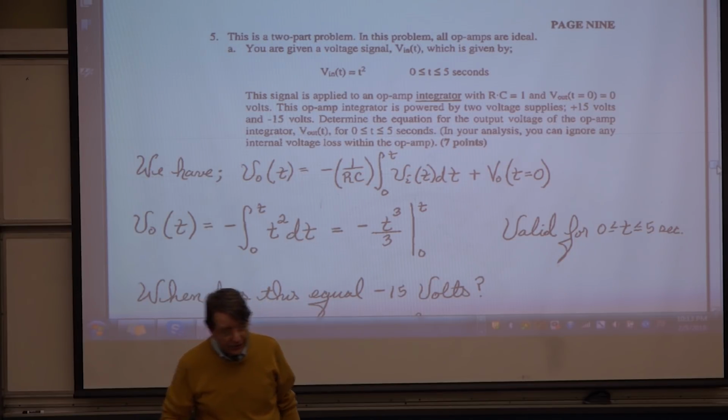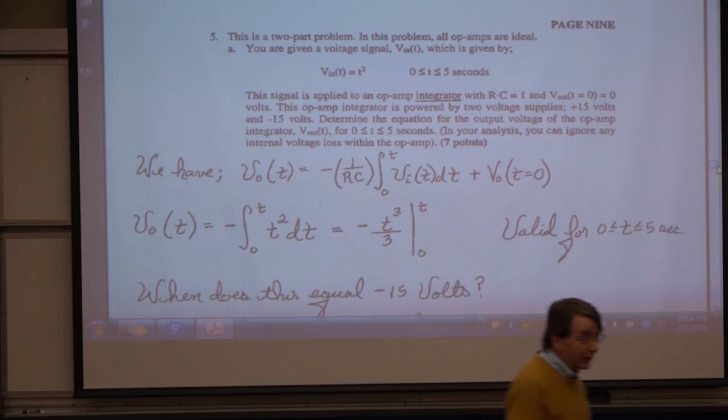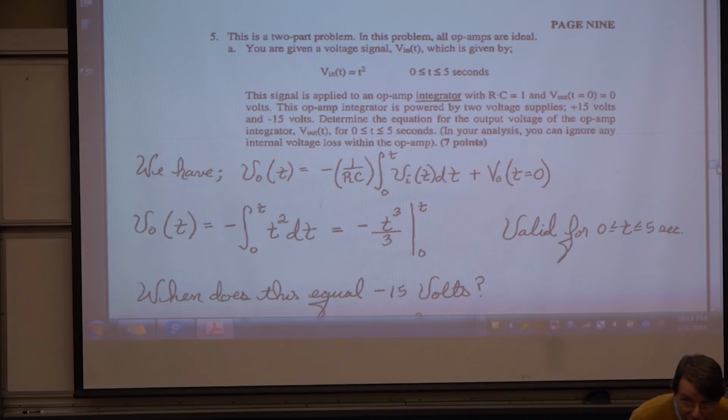Now, you're probably sitting there saying, this is too easy. There's a trick. And the trick is, you can't be more positive than 15 volts, and you can't be more negative than minus 15 volts at the output of the op amp. Why? Right. The input voltage that's powering it is plus and minus 15. So mathematically, this is the correct answer, but it can never go more negative than minus 15.